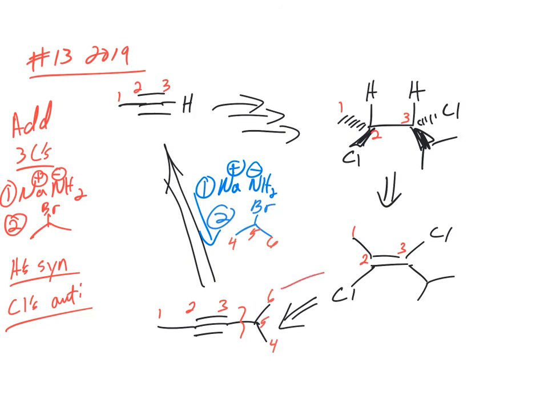Going forward from here, that's just straight Cl2. No solvent, 1 equivalent. You need to say 1 equivalent, so you want to stop it at 1 equivalent. And the last step here would just be H2, palladium on carbon. That's going to have the syn addition of the 2 H's.